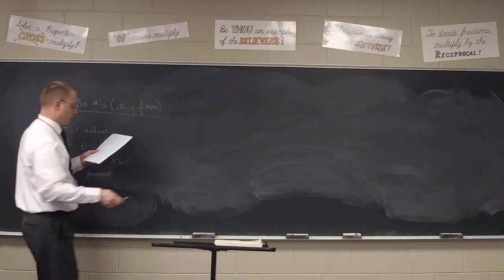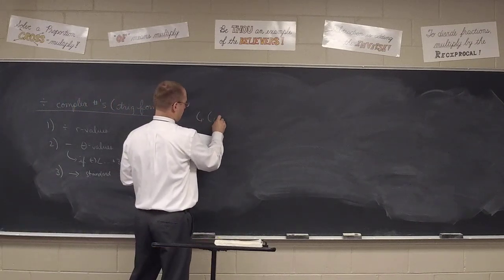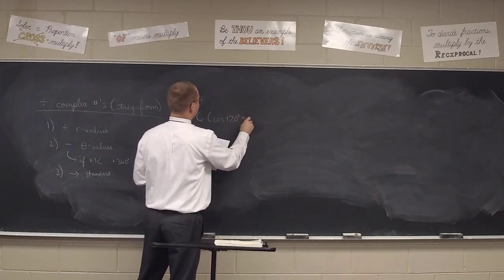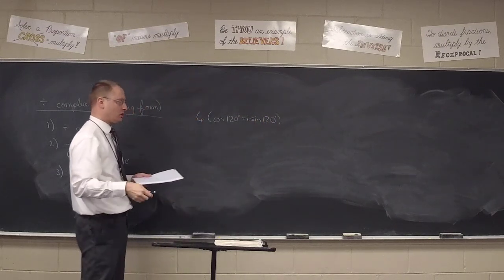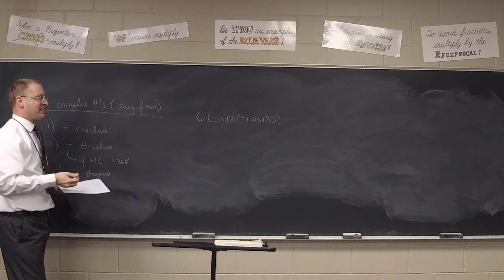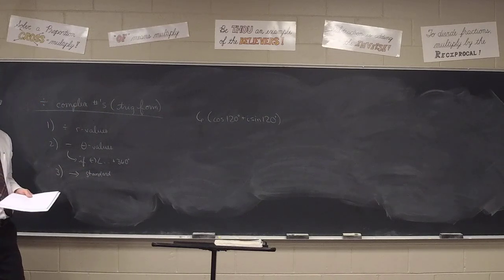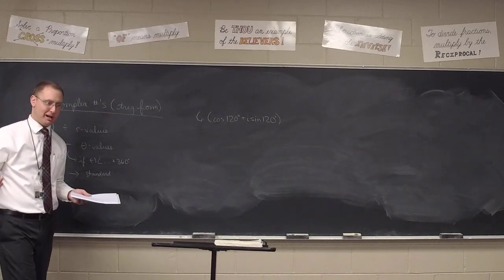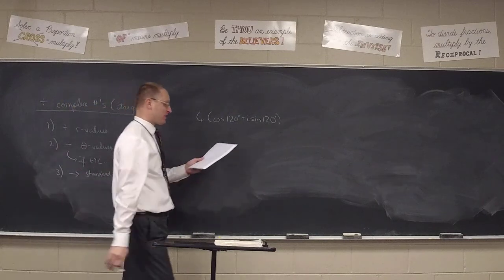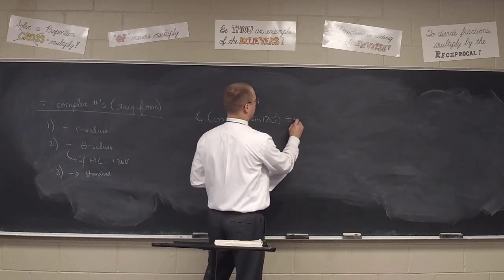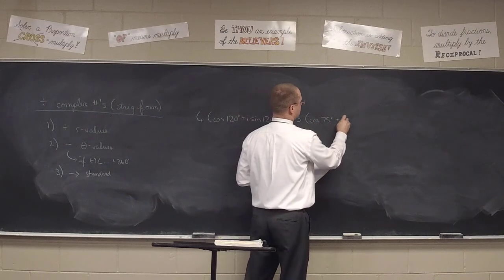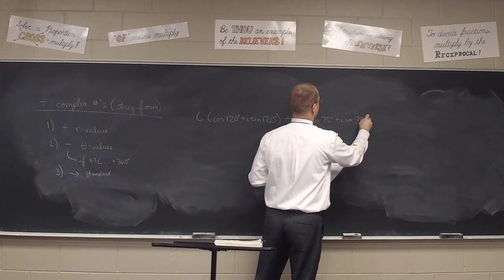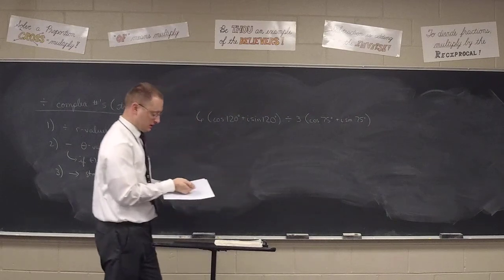So for instance, if I've got 6 times the cosine of 120 degrees plus i times the sine of 120, go ahead and copy this one down so you've got some examples in your notes to refer to. I can't imagine you blanking out, but that's why we call it blanking out, because you couldn't imagine it happening. So 6 times cosine 120 plus i sine 120. Now let's suppose we're going to divide all of that by 3 times the cosine of 75 degrees plus i times the sine of 75 degrees.